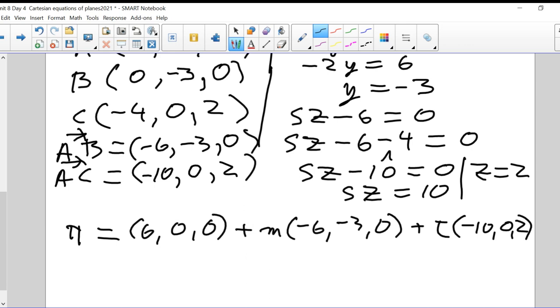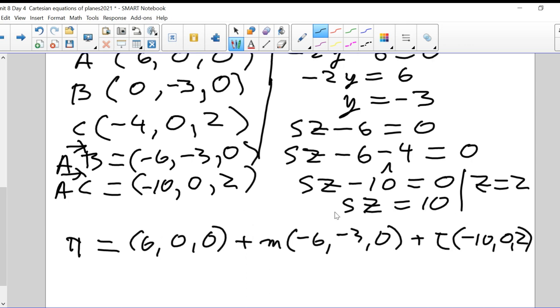Is it the only one? Of course not. For one thing, I could have chosen different vectors for my direction vector. I could have done BC and BA, right? I could have chosen a different point, right? It still leads me back to the same place.